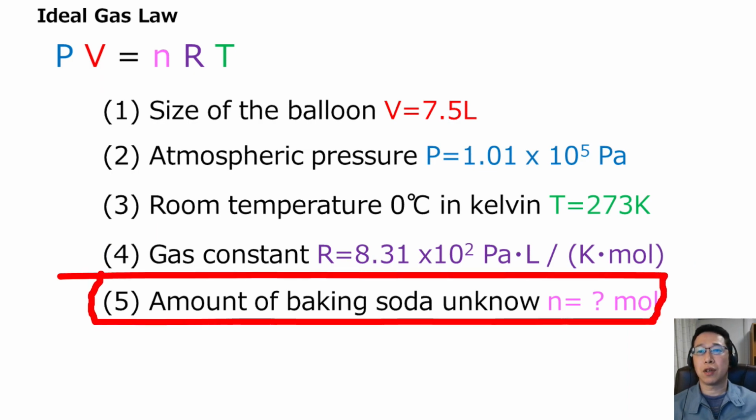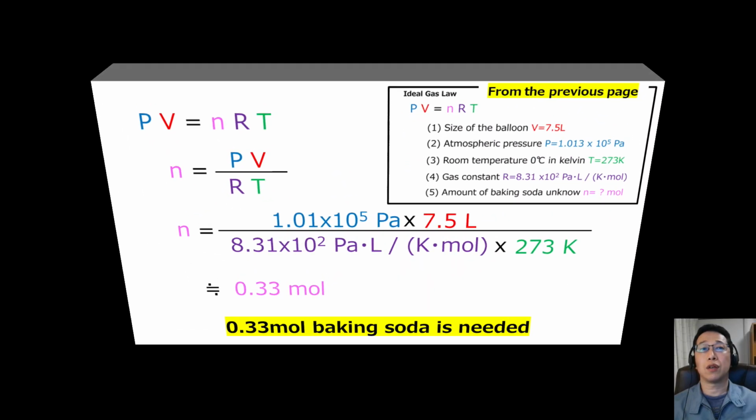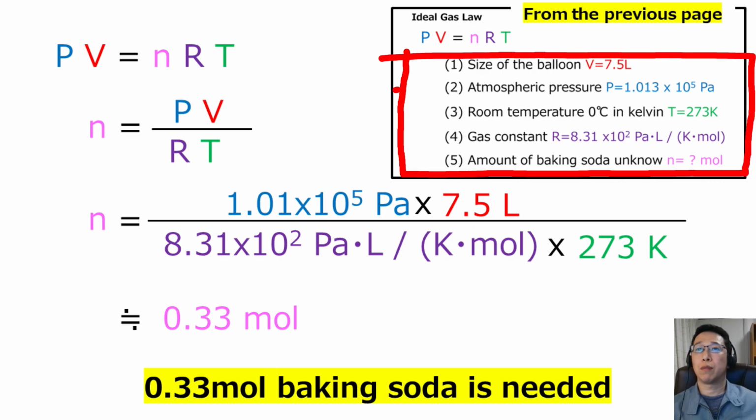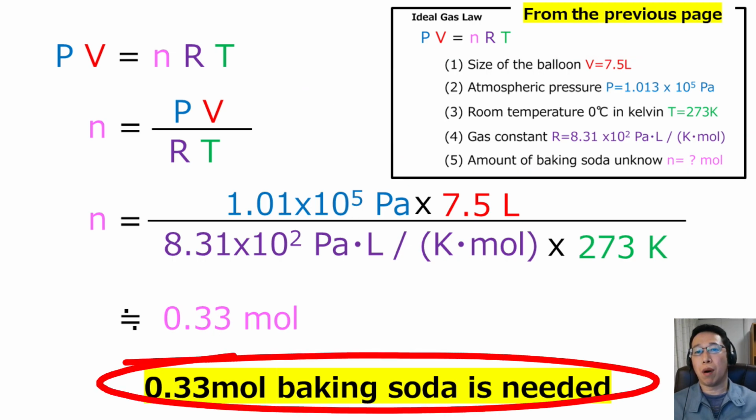The amount of baking soda is unknown. What you need to do next is to rearrange the equation so that you can solve for n. All you need to do is to plug these numbers from the previous page into this equation, and then you get this number, 0.33 mole. That means you need 0.33 mole of baking soda. Now you know the amount of baking soda in mole.